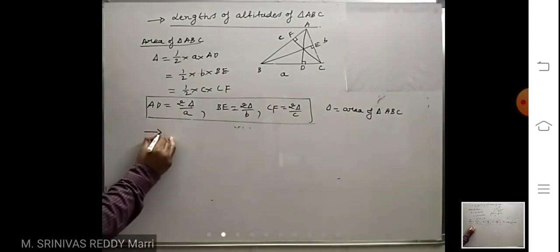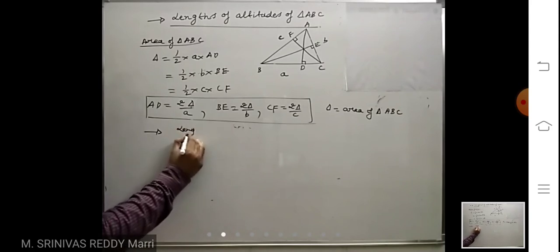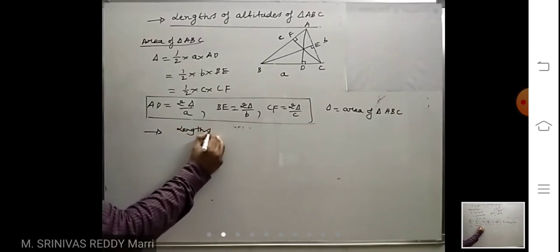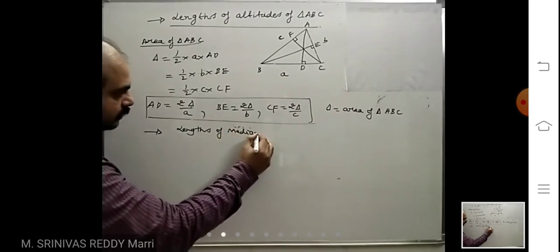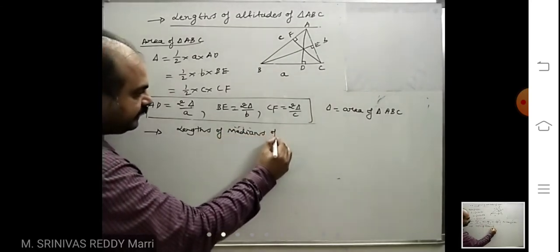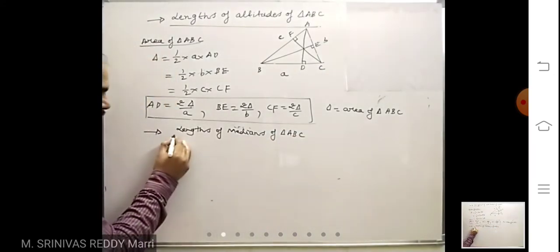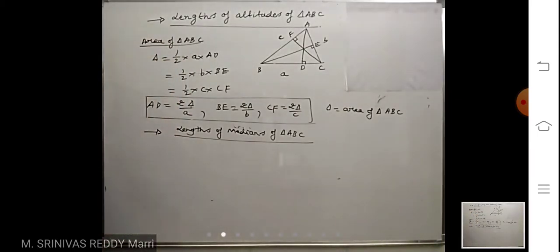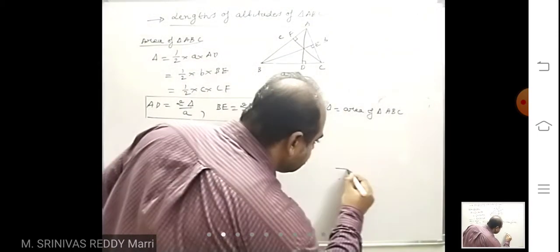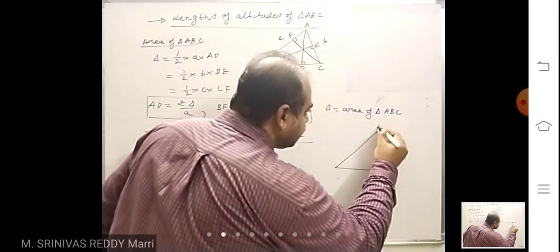Next one is lengths of medians. Lengths of medians of triangle ABC. Look at lengths of medians. So what is meant by median? Look at, briefly I will explain. So a triangle is there.